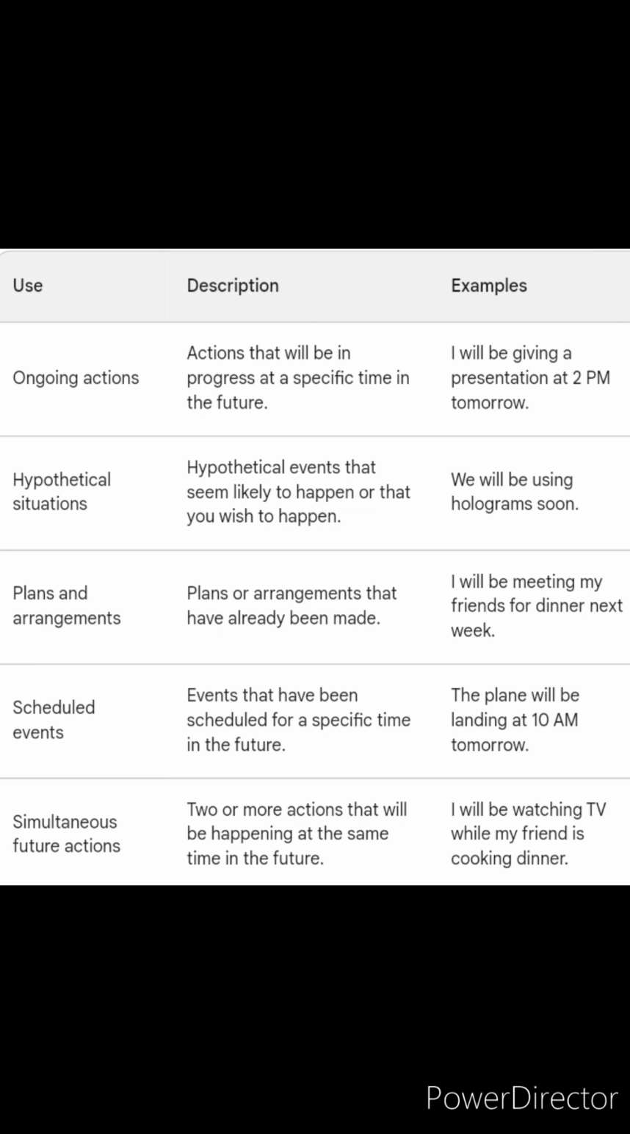Uses of future continuous tense. For ongoing actions, I will be giving a presentation at 2 p.m. tomorrow. For hypothetical situations, we will be using holograms soon. For plans and arrangements, I will be meeting my friend for dinner next week. For scheduled events, the plane will be landing at 10 a.m. tomorrow. Simultaneous future actions. I will be watching TV while my friend is cooking dinner.